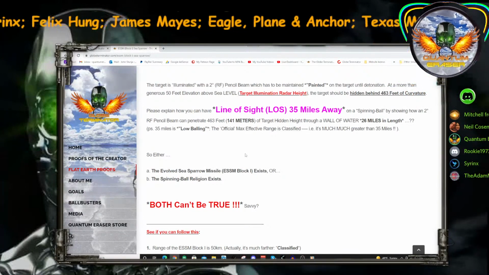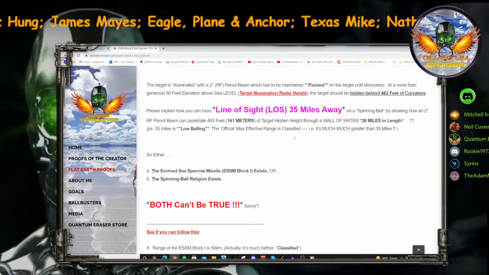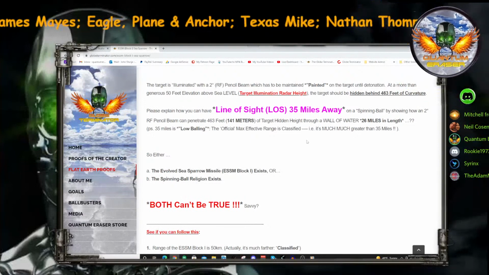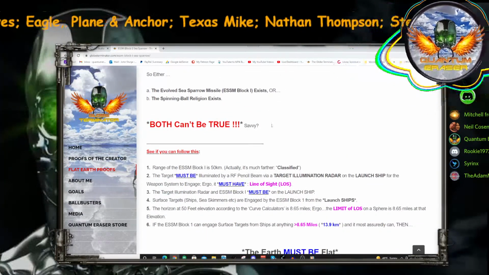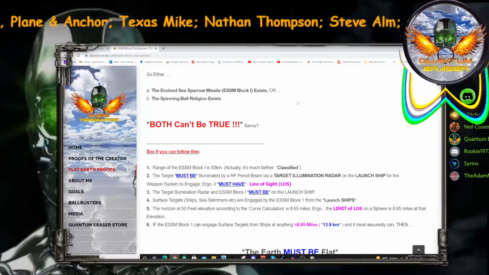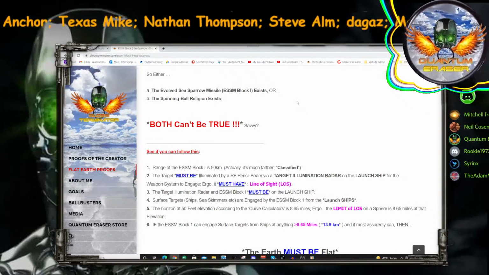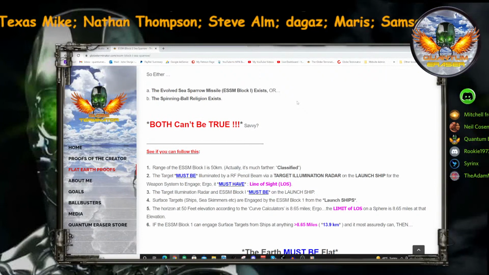No, because it's stupid. Like I said, PS, 35 miles is lowballing. The official max effective range is classified. It's much greater than 35 miles. So, either A, the Evolved Sea Sparrow missile, ESSM Block 1, exists, or the spinning ball space monkey religion exists. Both can't be true. Simple as that.